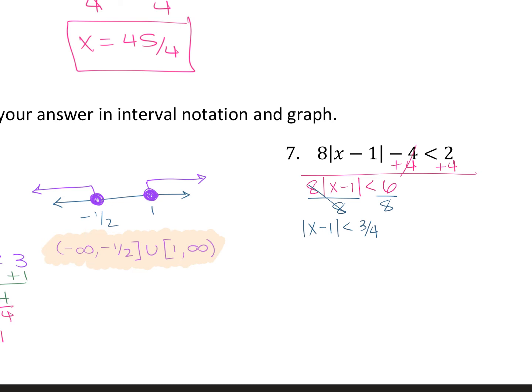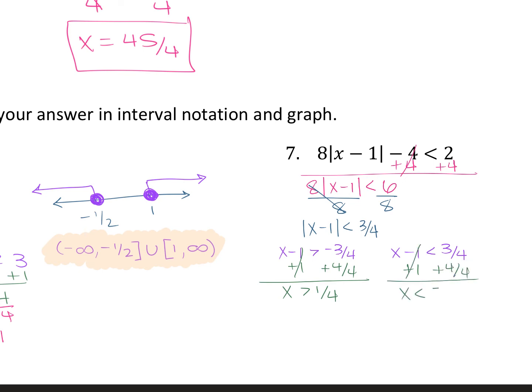Separate this into 2 inequalities. You're going to have x minus 1 is greater than negative 3/4, and x minus 1 is less than positive 3/4. Add your 1 over. That's also 4 over 4. So it's going to give you x is greater than 1/4. Same thing with the other one. Add 4 over 4 to both sides. That gives you x is less than 7/4.